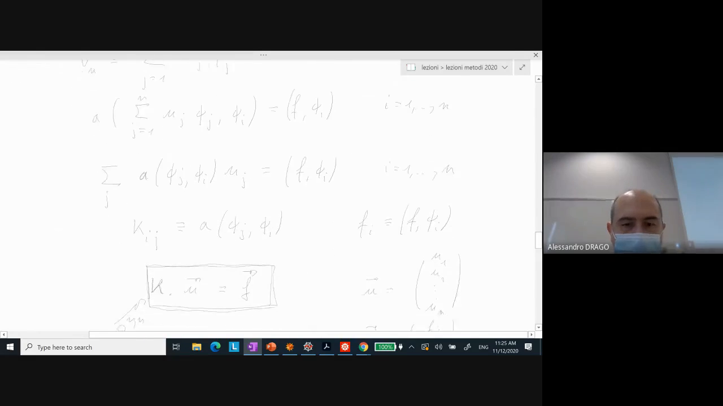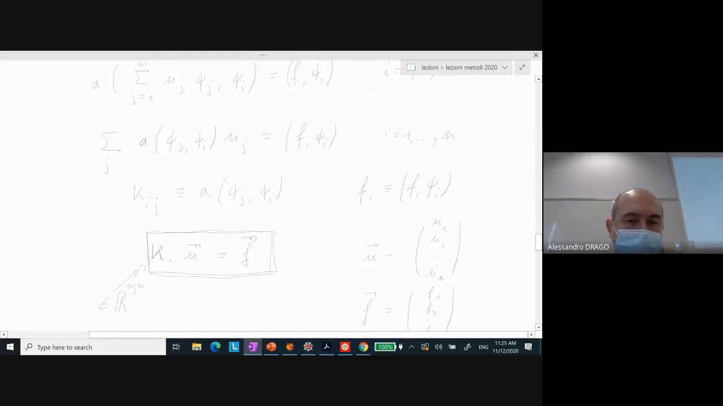So we end up with this algebraic equation, and okay, if the dimension of the base is small, there is no problem in solving directly this equation, just using whatever linear algebra algorithm that allows to compute U in terms of the matrix K and of F, essentially by computing, for instance, the inverse of K or whatever. This, of course, in principle it's easy.